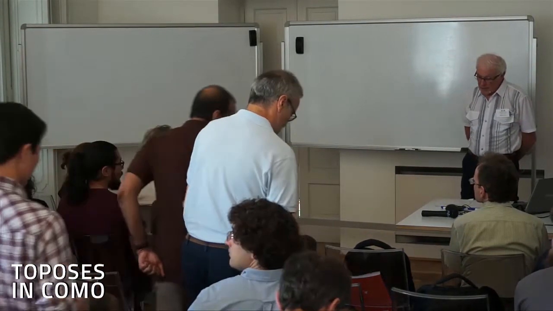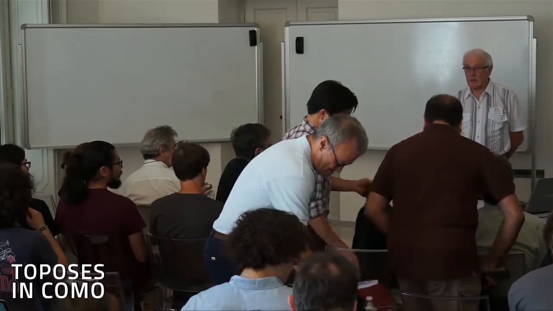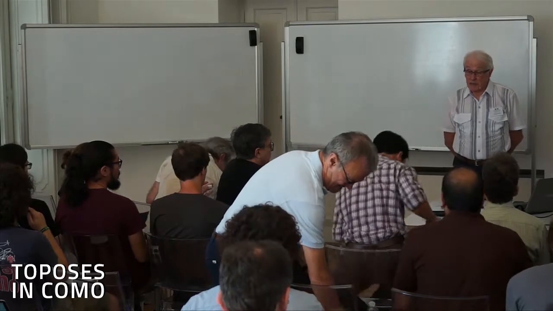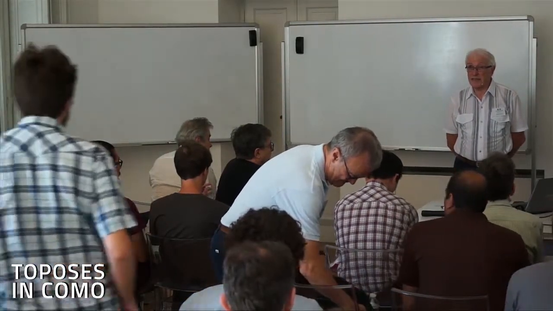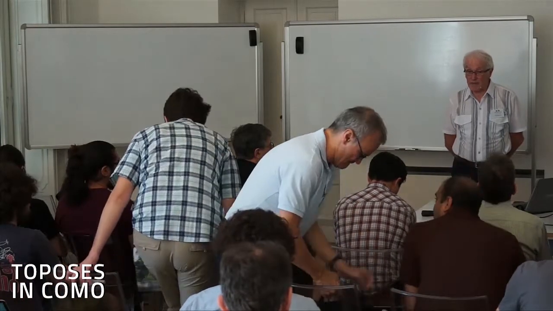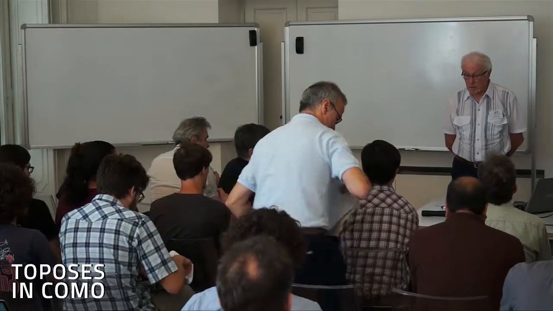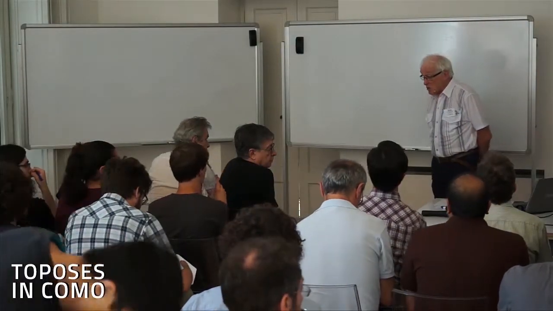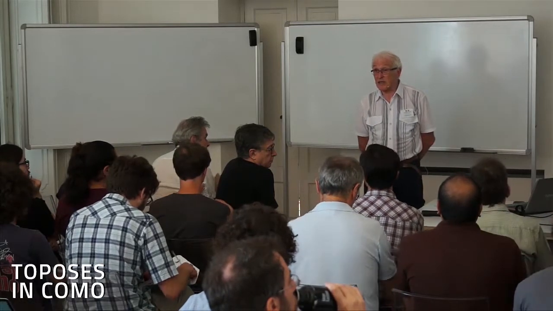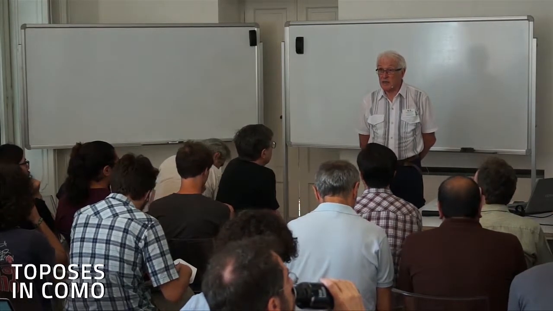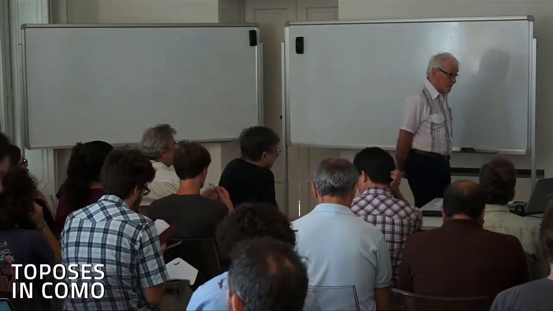So I have introduced elementary toposes. A major difference with Grothendieck toposes is that we only have finite limits and finite colimits. So you have the impression that the situation is definitely very poor because you cannot handle infinite processes.